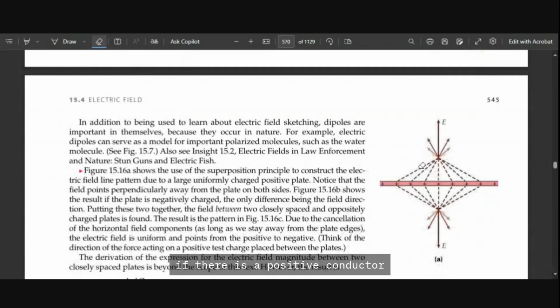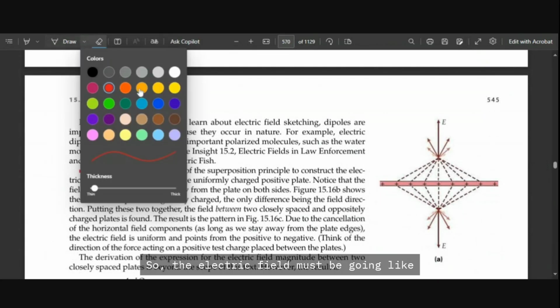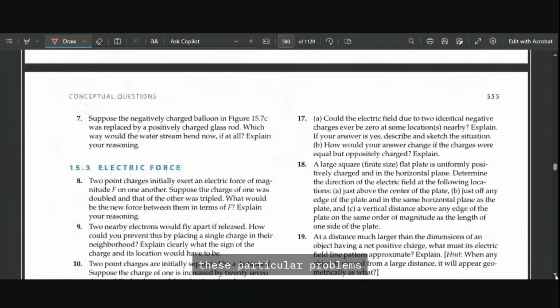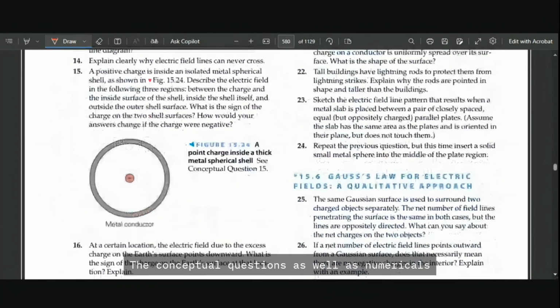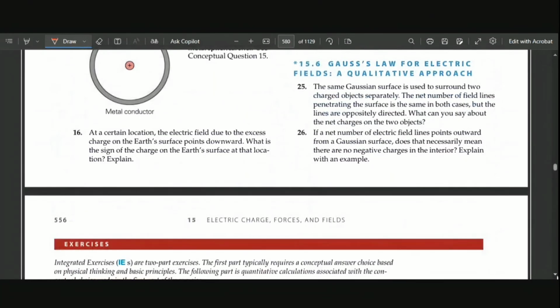Similarly, if there is a positively charged straight conductor like that, the electric field must be going outward from the conductor. Try to understand the reason for these particular problems, and then you can answer a few things. Conceptual questions as well as numericals, both are important. You need to practice them both.